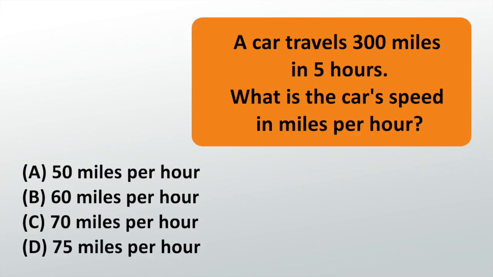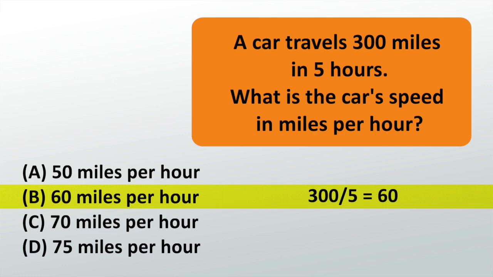Question 2. A car travels 300 miles in 5 hours. What is the car's speed in miles per hour? To calculate the unit rate, divide the total miles traveled by the total hours. 300 miles traveled in 5 hours equals 60. The correct answer is B, 60 miles per hour.